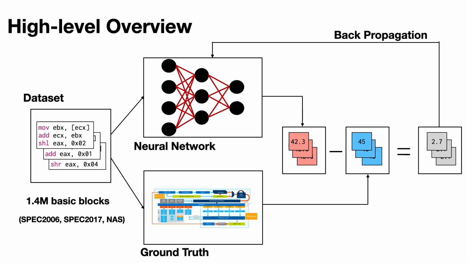We train this using 1.4 million basic blocks taken out of SPEC and NAS parallel benchmarks, and we can get ground truth by actually running them on certain hardware. However, we had to do some work to get correct and repeatable results when running these benchmarks and basic blocks. Then we can get the neural network to predict, figure out the error, and train.